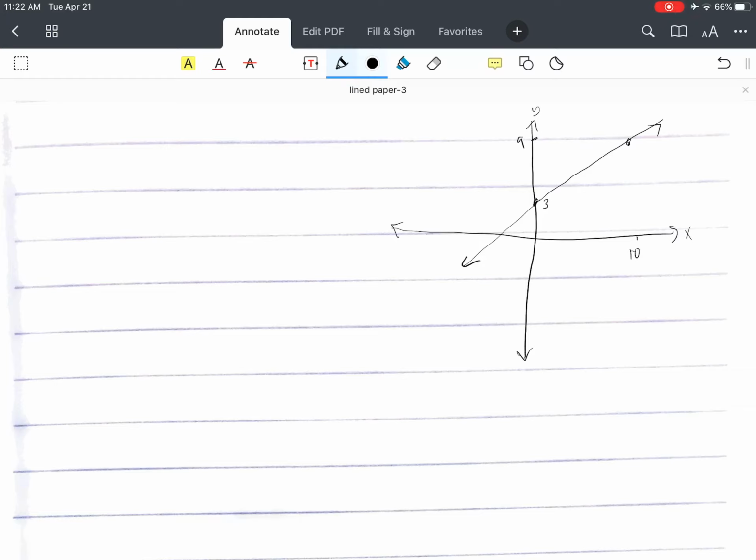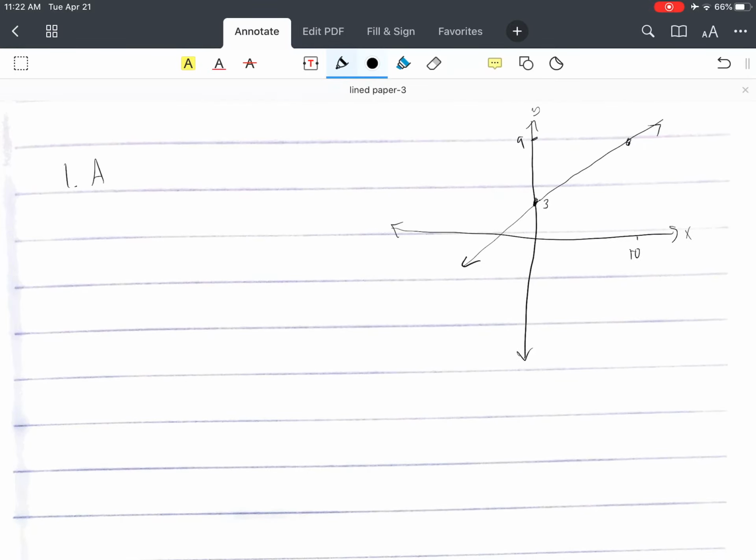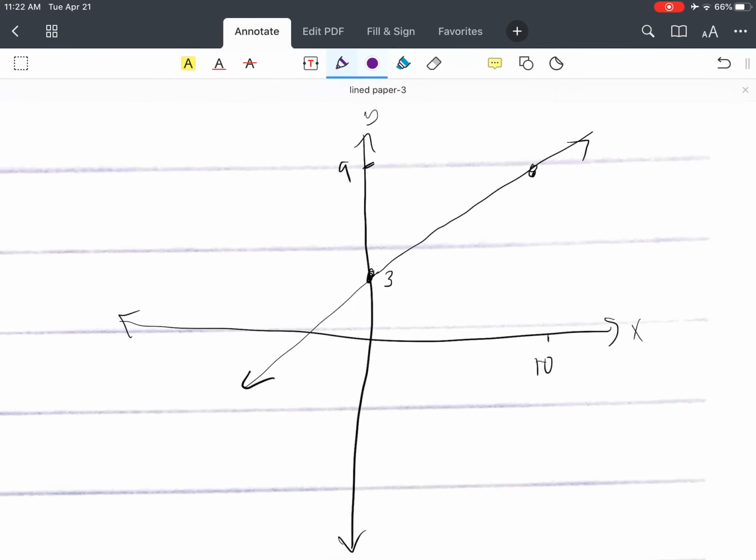Alright, so for today's lesson, we're going to be looking at how to find the slope from three different representations. We're going to find the slope from a graph, from 2 points, and the third way, we're going to find the slope from an equation. Okay? So, given this example, we have a graph here. We need to find the slope from this graph.